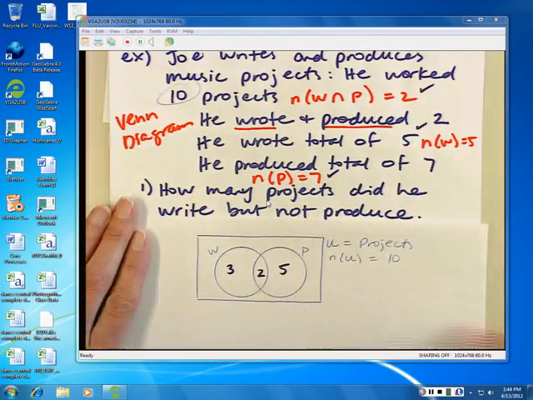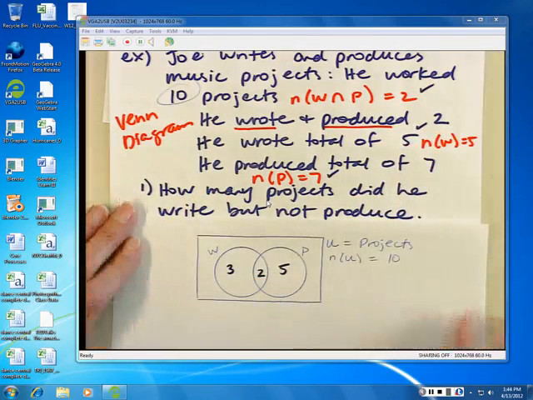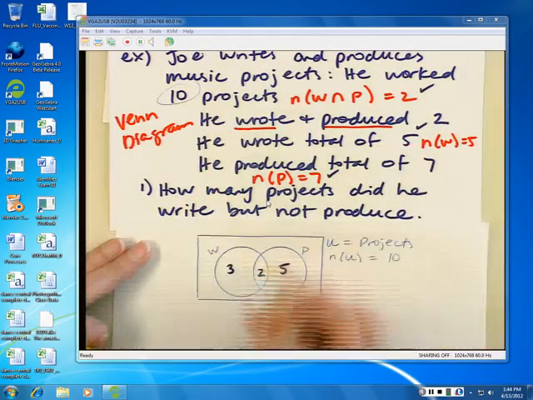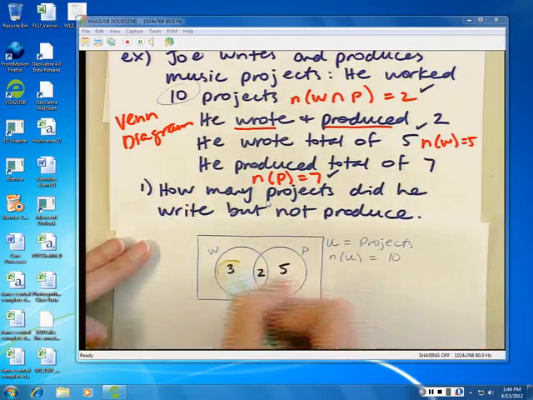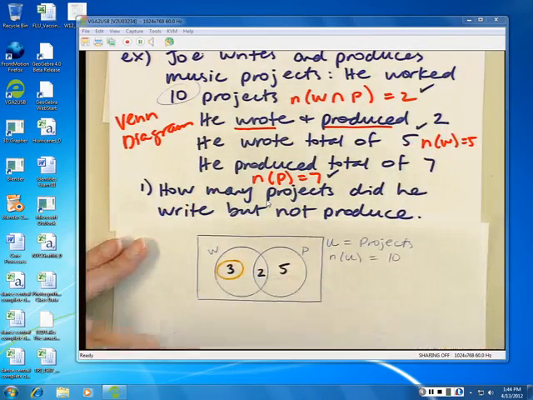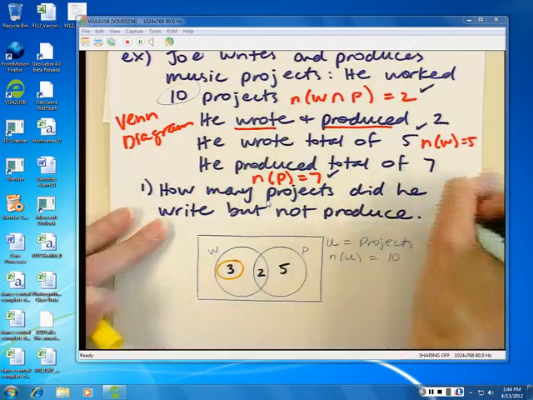So now let's take a look at that question. How many projects did he write but not produce? So I want to be in the wrote only region. This one he produced. This is the wrote only. So now I can answer that question. That was 3 of them.